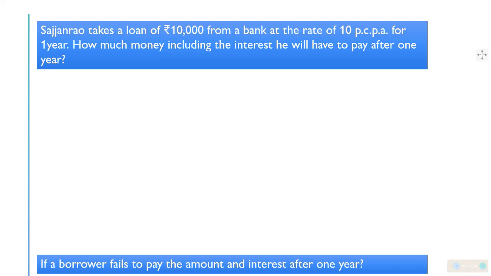Now, going ahead, a situation is given here. Sajjan Rao takes a loan of rupees 10,000 from a bank. A bank is a place to deposit money, to save money, and as well a place for getting a loan. So, Sajjan Rao takes a loan of rupees 10,000 from a bank at the rate of 10% per annum, that is, per year 10 rupees for 100 rupees, and for 1 year. How much money including the interest will he have to pay after 1 year? After 1 year he has to pay back the amount.